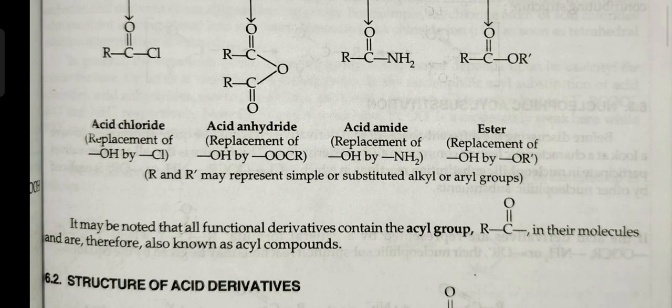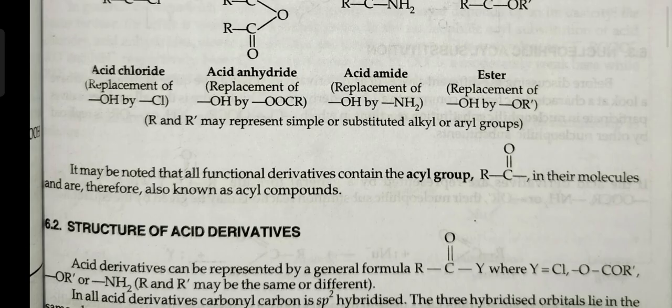Acid chloride, replacement of OH by Cl. Acid anhydride, replacement of OH by OOCR. Acid amide, replacement of OH by NH2. Ester, replacement of OH by OR. R and R' may represent simple or substituted alkyl or aryl groups. It may be noted that all functional derivatives contain the acyl group RC=O in their molecule and are therefore also known as acyl compounds.